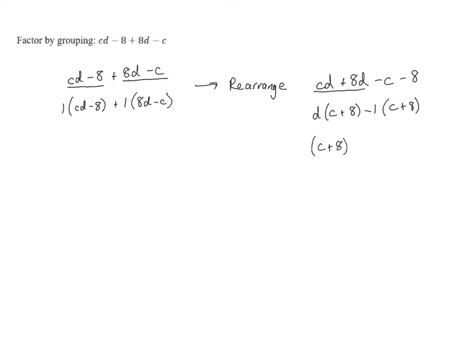C plus 8 is the greatest common factor among the 2 groups, and then the leftovers become D minus 1, and this factors as C plus 8 times D minus 1.